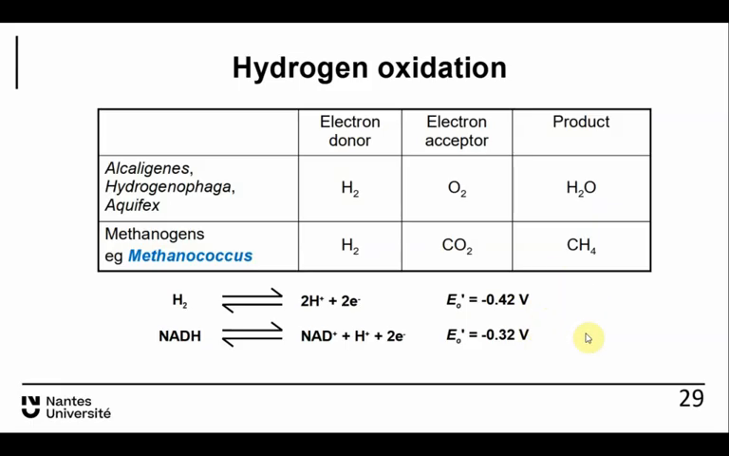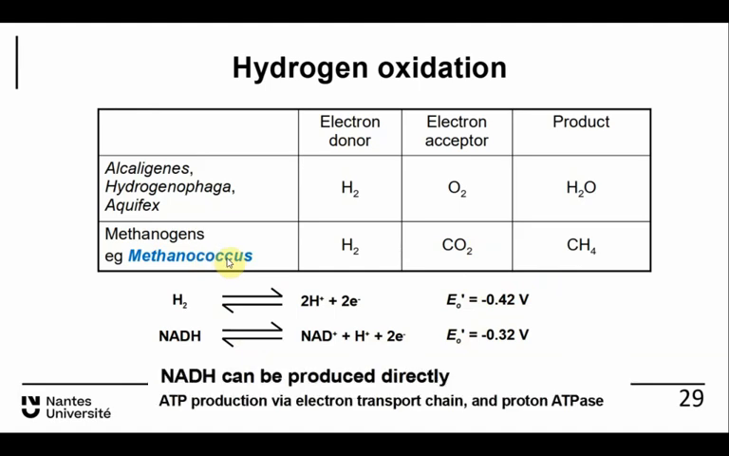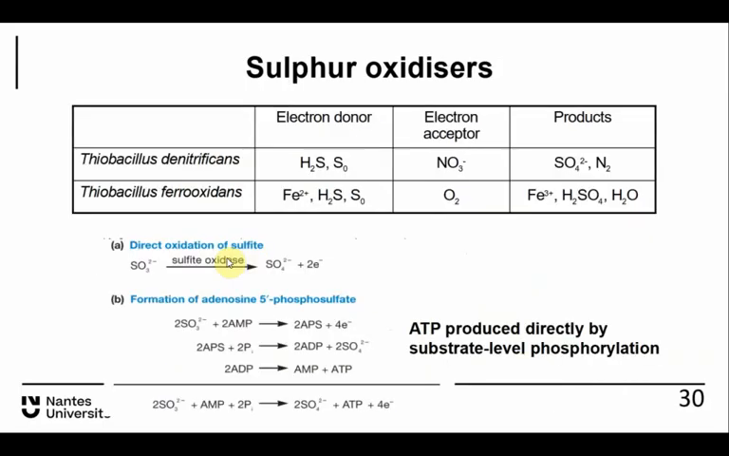So these hydrogen oxidizers can generate NADH, and then they can have an electron transport chain, generate a proton motive force, and generate ATP. Easy. They can just do it, especially when oxygen is present. Methanogens are more difficult, and basically only archaea can do this. So that kind of makes sense.